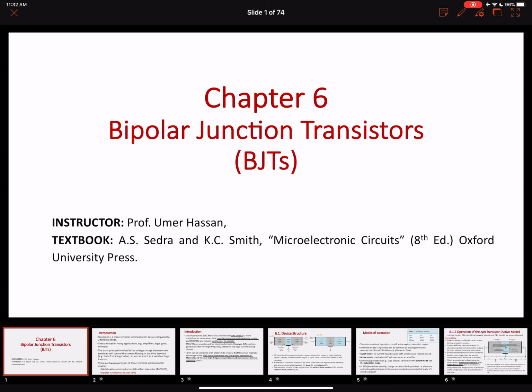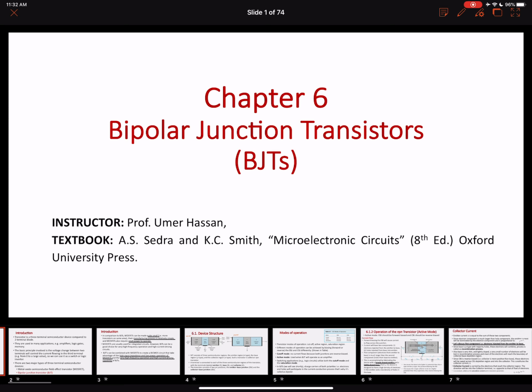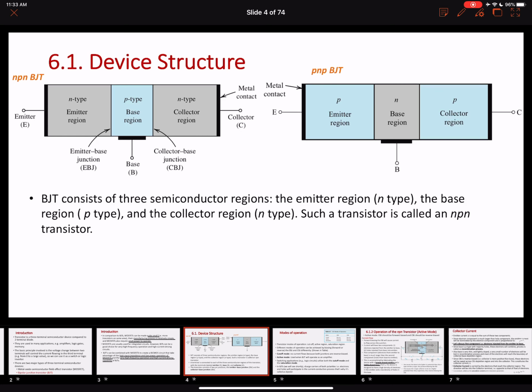So let me give you a very quick brief summary of what we talked about in our last lecture, or the first lecture of BJTs. We started with the introduction to bipolar junction transistors. We saw this physical structure. This is a three-terminal device: emitter, base, collector are the three terminals. So there are three semiconductor regions for this device: N-type, P-type, N-type. That is why it is called an NPN BJT. Two junctions, the emitter-base junction and the collector-base junction here.